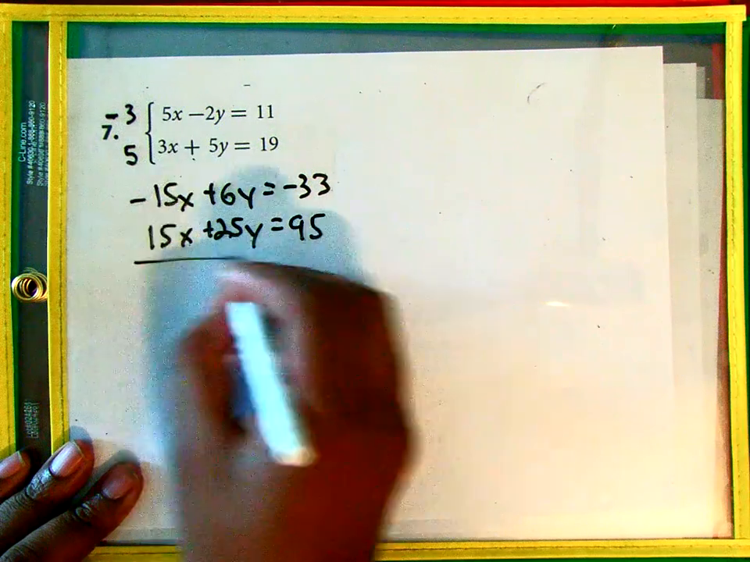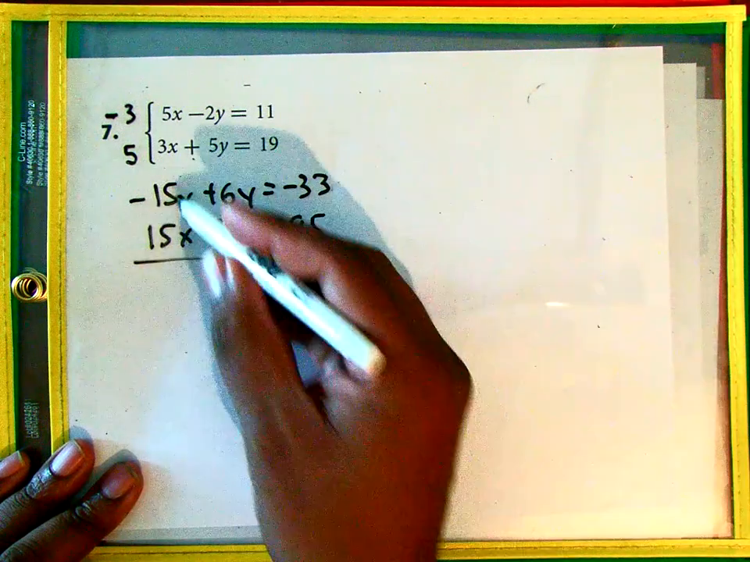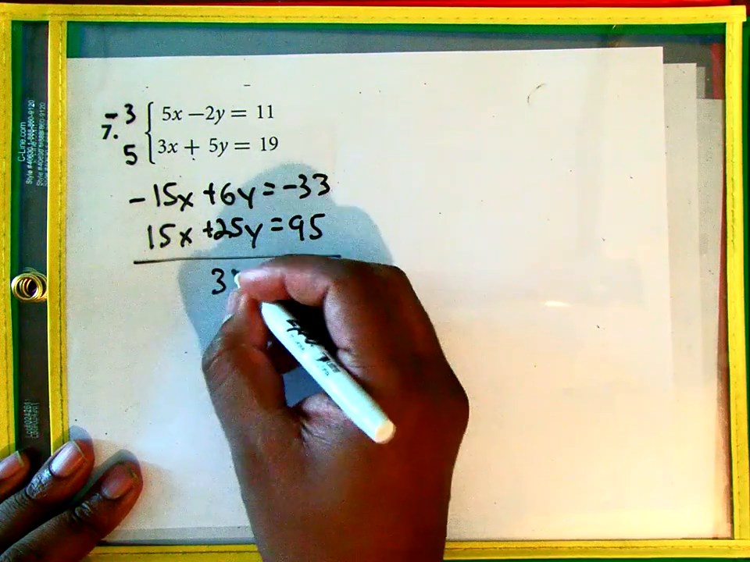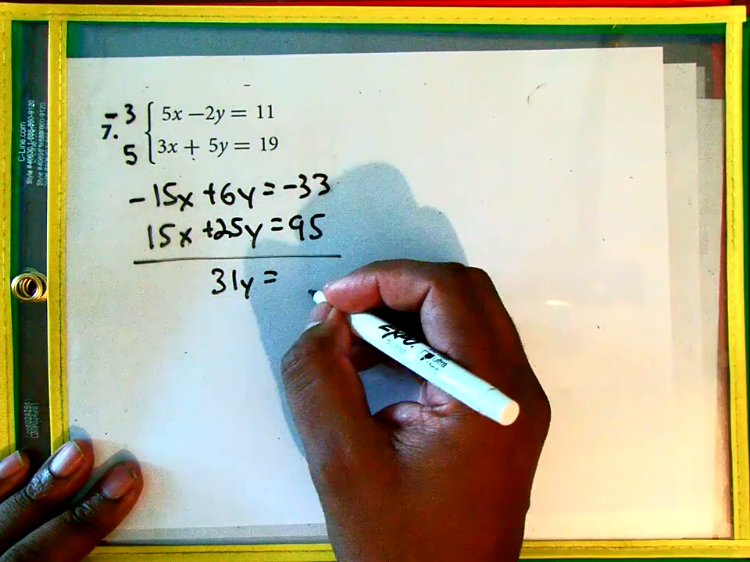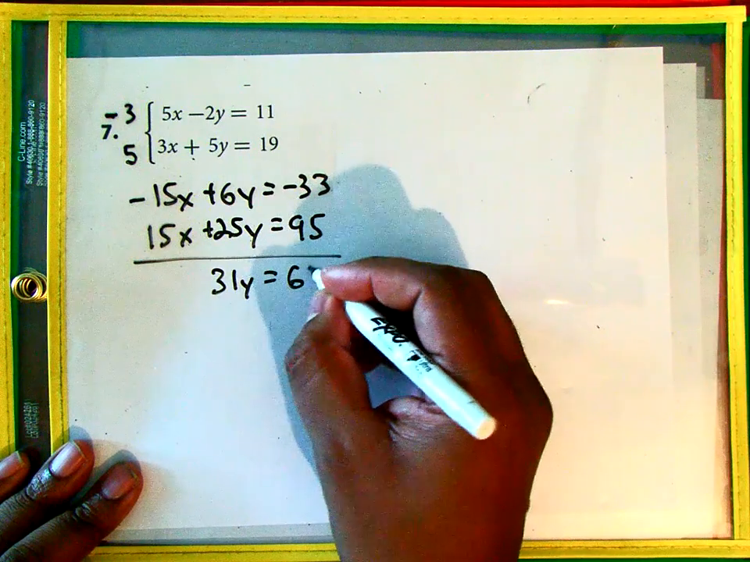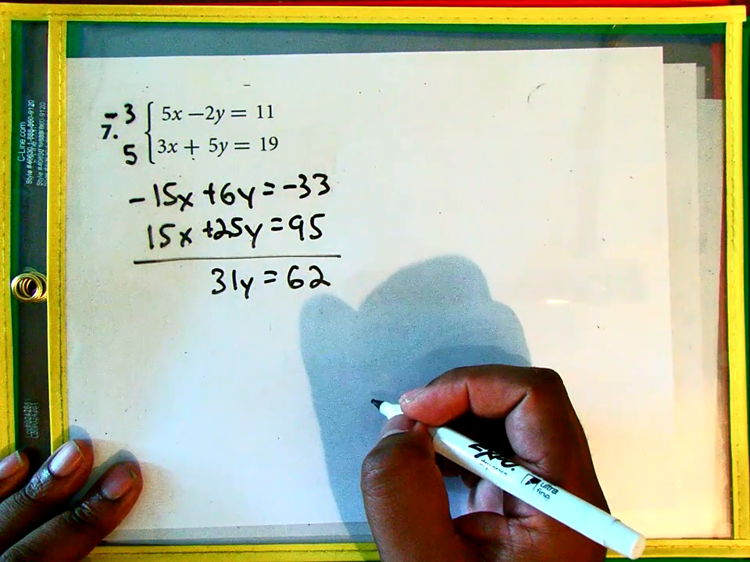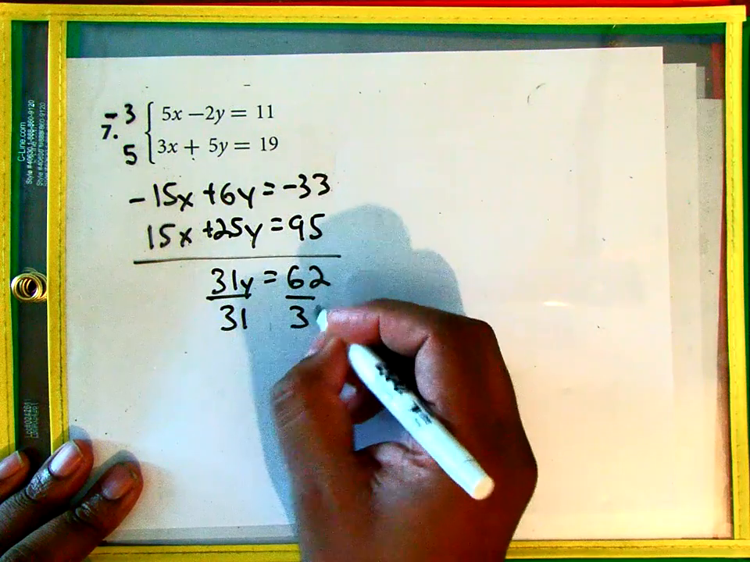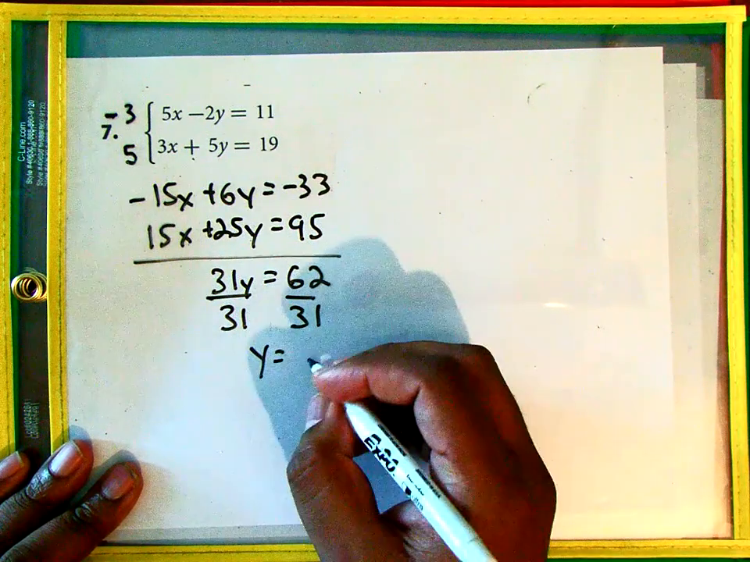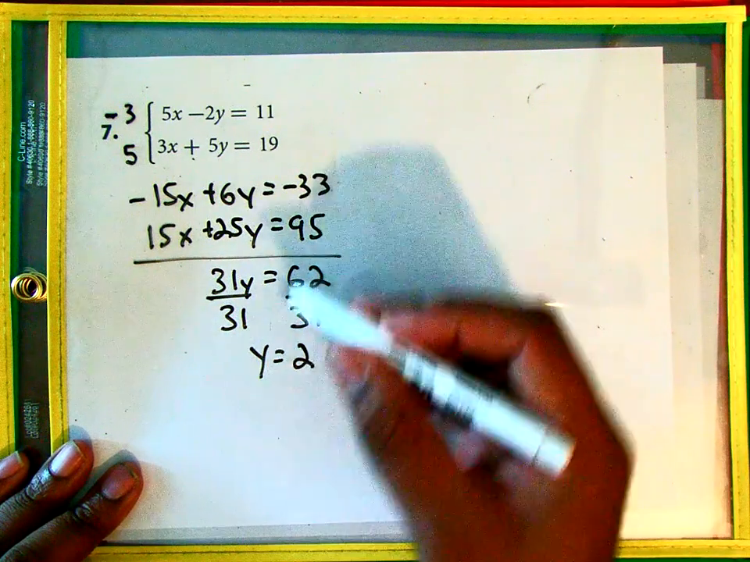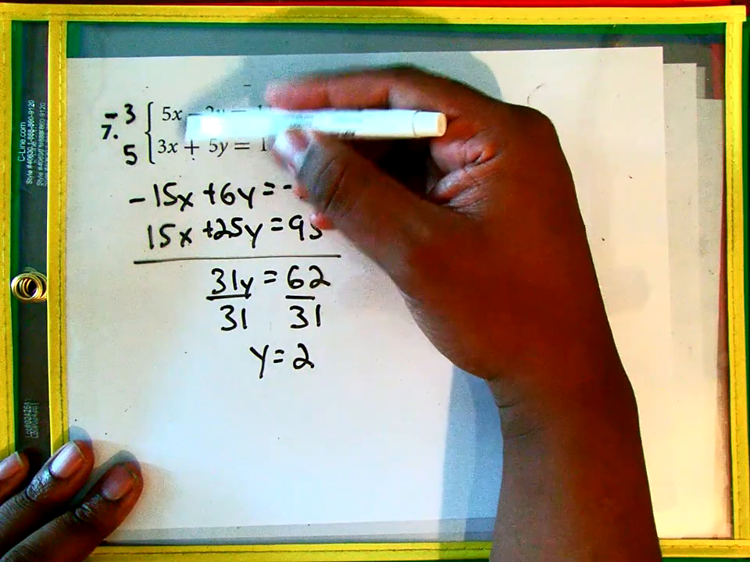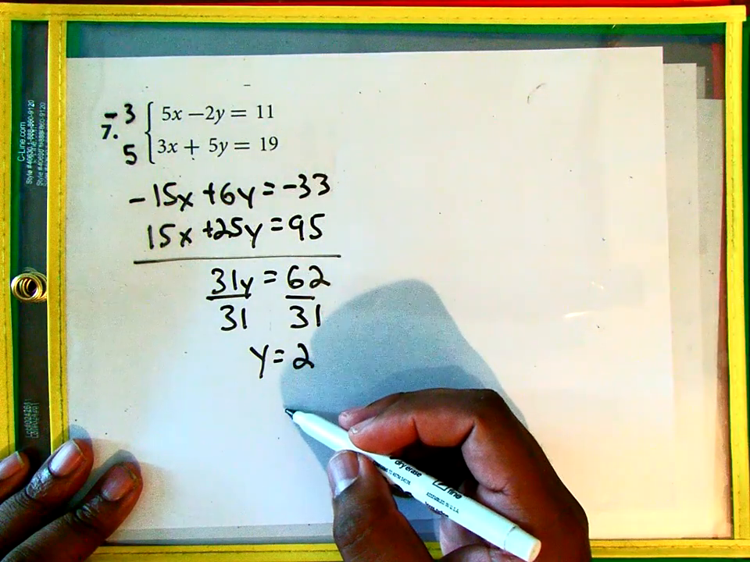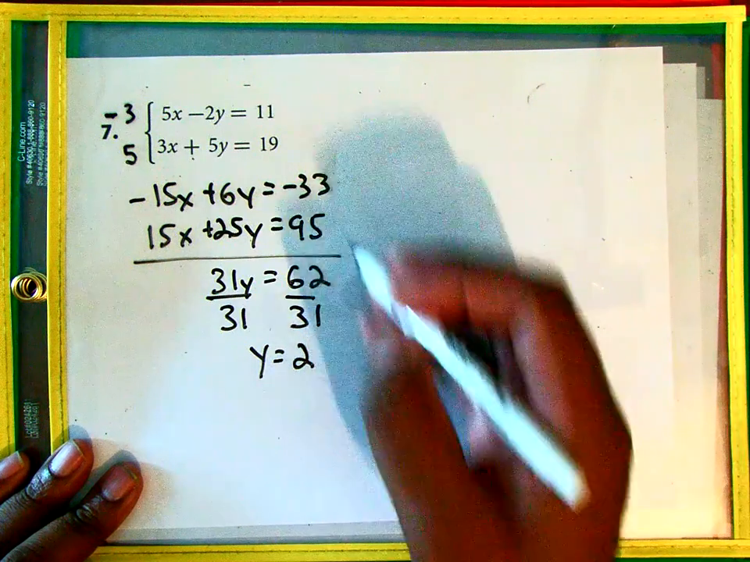Now I'm going to add the two equations together and eliminate the x. That's going to give me 31y is equal to 62. Then I'm going to divide by 31, and that's going to give me 2. So in this method, if you always deal with the x coefficient first, like I'm explaining, you'll always solve for y. Then when you get ready to plug in, you'll always plug in for y.